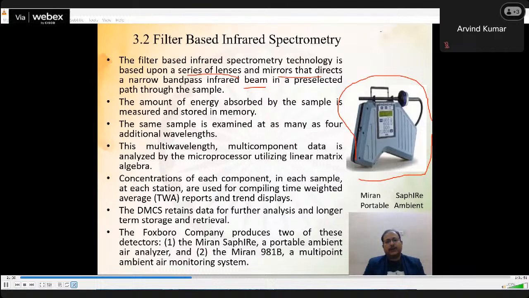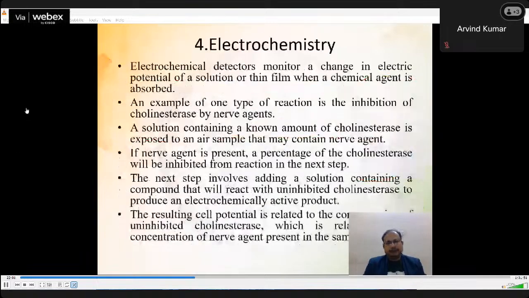The Foxboro company produces two of these analyzers. First is the Miran Sapphire, a portable ambient analyzer, and the Miran 981B, a multi-point ambient air monitor system. So this is the basic mechanism. The amount of energy absorbed by the sample is measured and stored in memory, and the same sample is examined at different wavelengths. So we can focus upon these two parts, and you can easily analyze filter-based infrared spectroscopy.